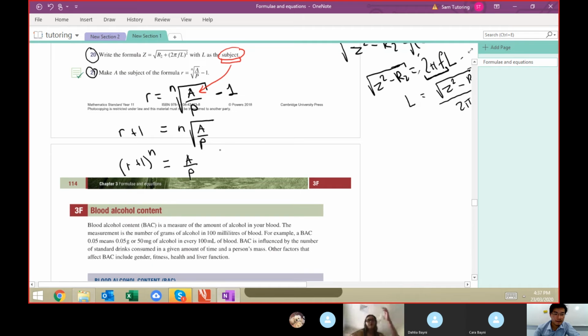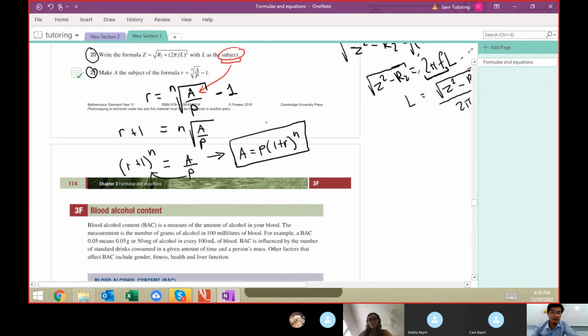And then lastly, to make A the subject, you just move this P up, and you're done. So you have A is equal to P times (1 plus r) to the power n. This formula is familiar. What's this formula? Does anyone know? I've seen it, but I just can't remember where it's from. Oh, it's from financial math. It's compound interest.